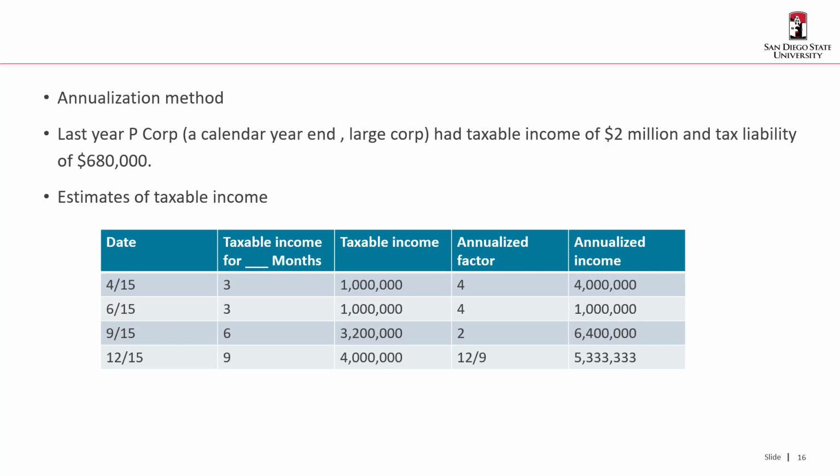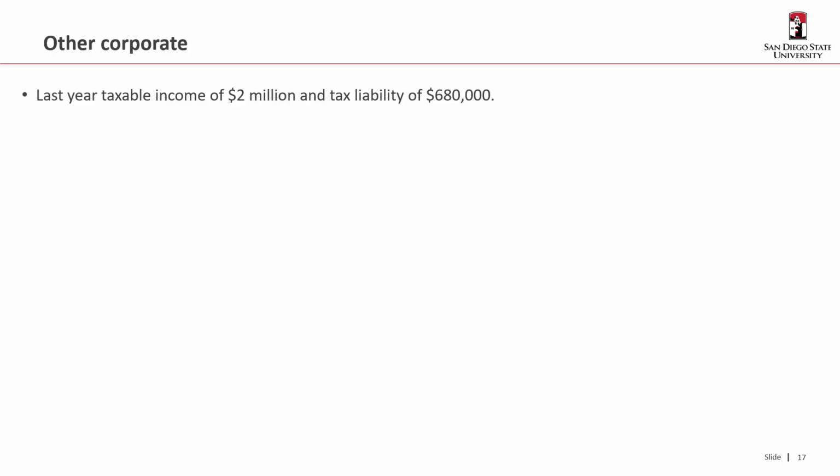Then I come to September 15. I only have 6 months worth of actual results. So I calculate my taxable income for 6 months. I multiply that by 2. My annualized income is $6.4 million. Now I'm in my December period. I only have 9 months of actual results. So I calculate taxable income based on those 9 months. I annualize that. I get $5.3 million. Okay, so now I've done my annualized income calculation.